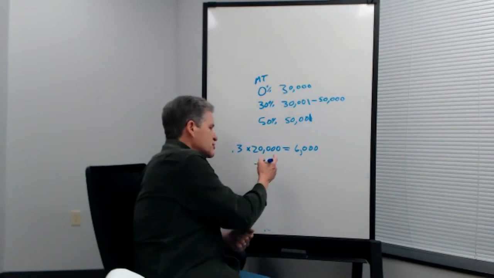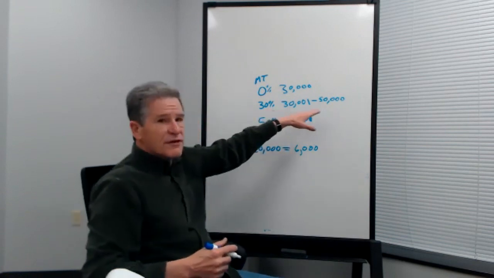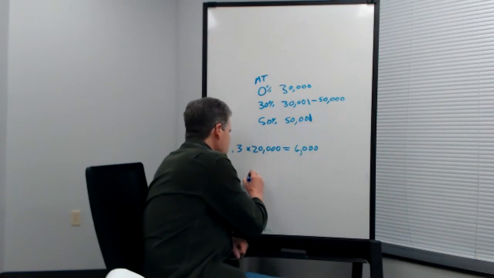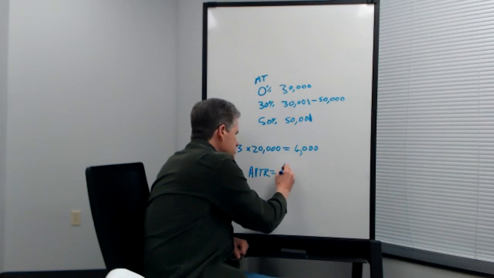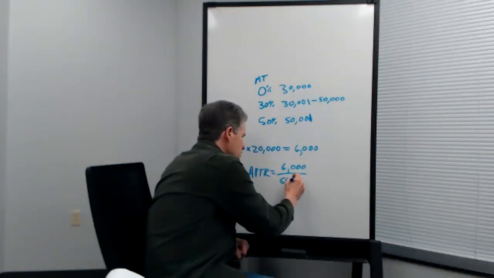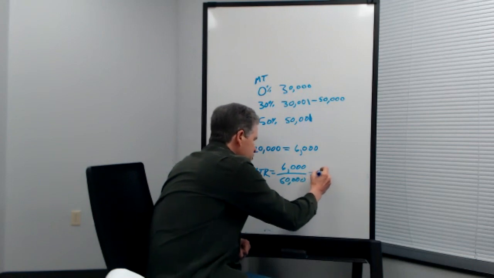The average that you're paying is, you're making a total of 50,000. And so the average tax rate is equal to 6,000 divided by 50,000. And that's going to be equal to 12%.